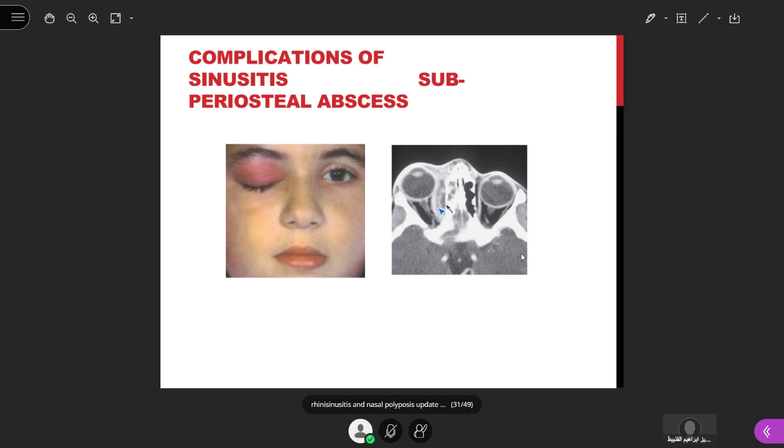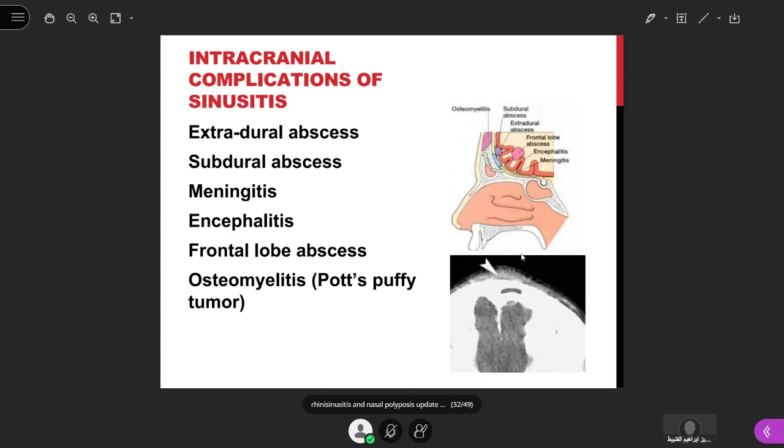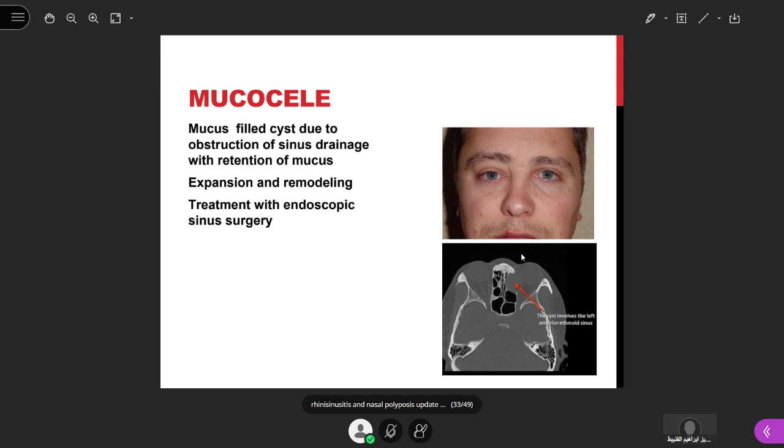This is the subperiosteal abscess. You can see clearly the subperiosteal abscess with exophthalmos and the swelling of the eyes. The intracranial complications: extradural abscess, subdural abscess, meningitis, encephalitis, frontal lobe abscess, and osteomyelitis, which is Pott's puffy tumor, a subperiosteal abscess in the frontal bone.